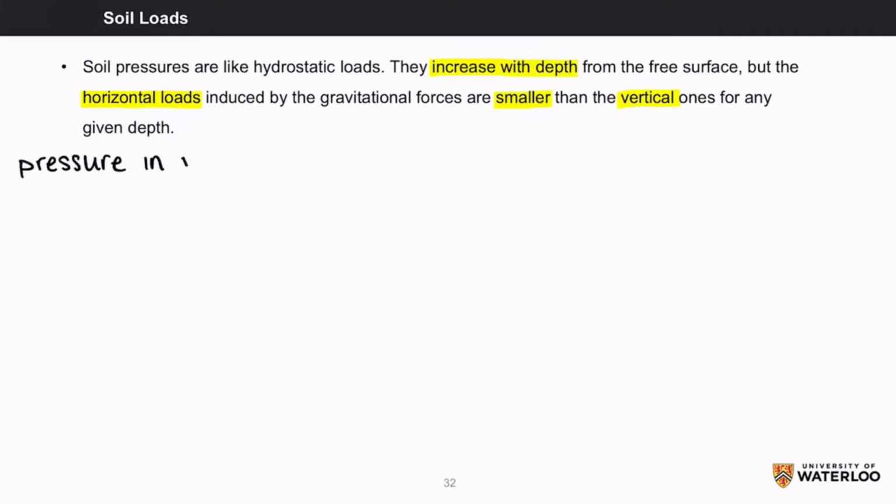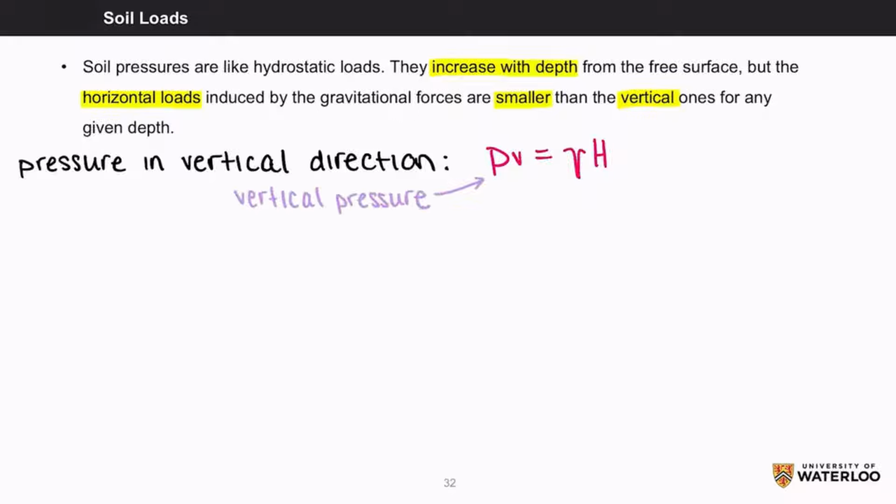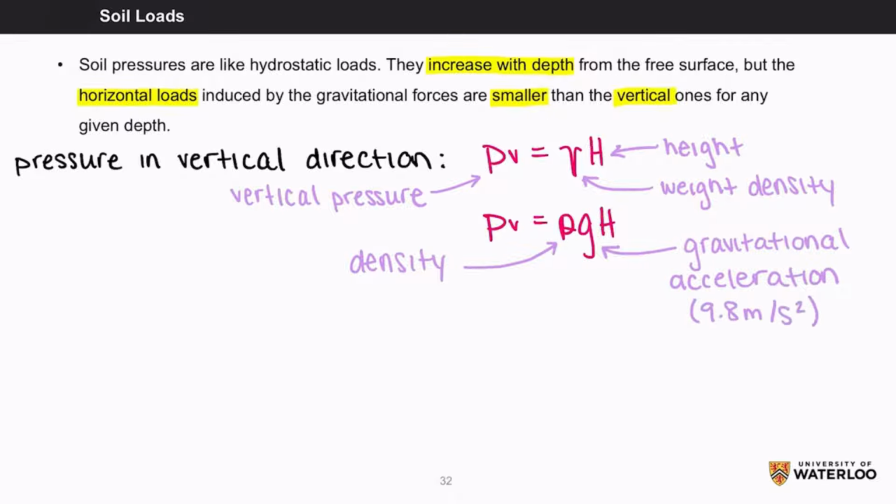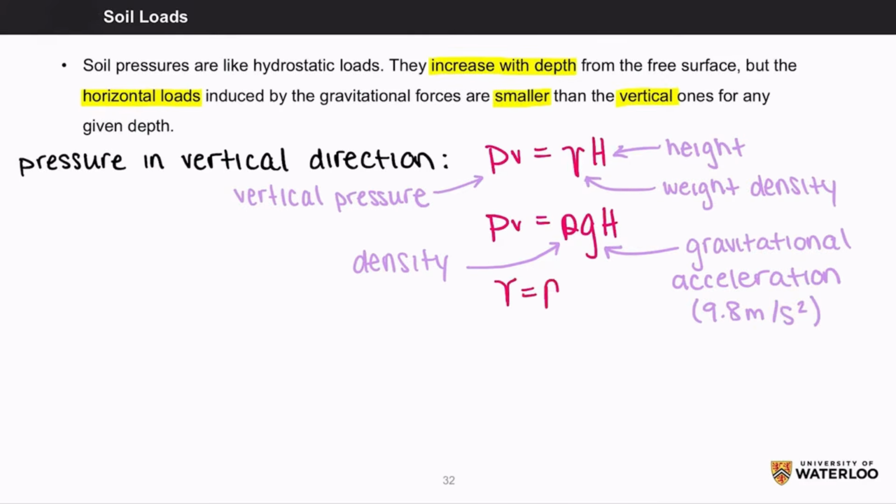The pressure equation in the vertical direction is PV equals gamma times H. PV is the vertical pressure, gamma is the weight density, and H is the height. This equation is also written as rho g H, where rho is density and g is the gravitational acceleration of 9.8 meters per second squared. Just to clarify, gamma is equal to rho g.